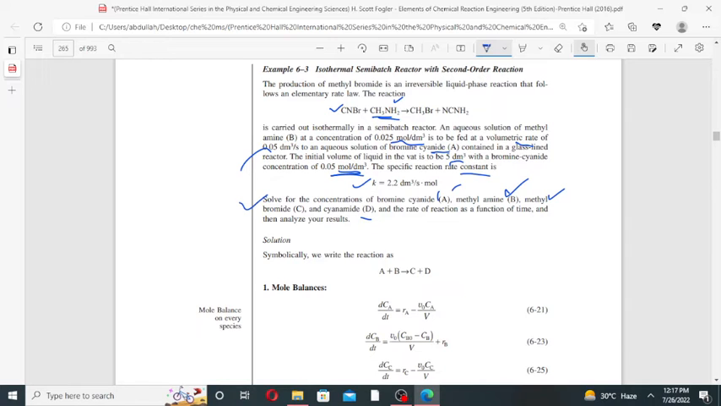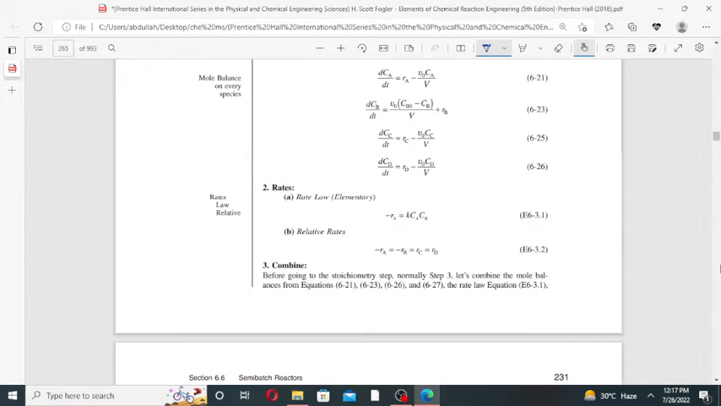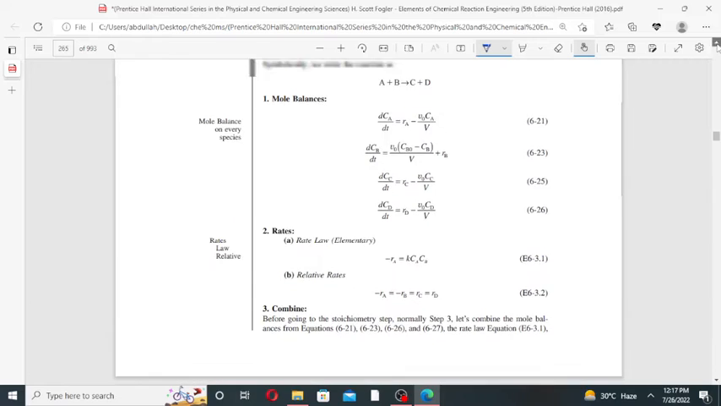The question is to solve for the concentration of component A, component B, component C, and component D, and the rate of reaction as a function of time, and analyze your result. So we will draw the concentration of component A, component B, component C, and component D in the semi-batch reactor with the passage of time. The first step to solve this type of question is to write the mole balance.